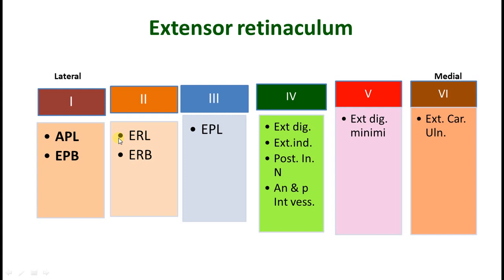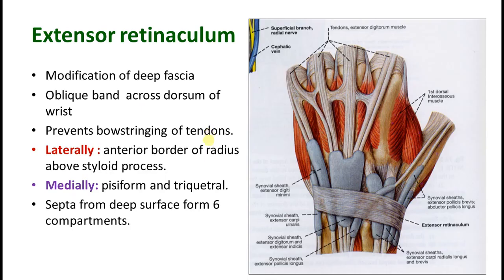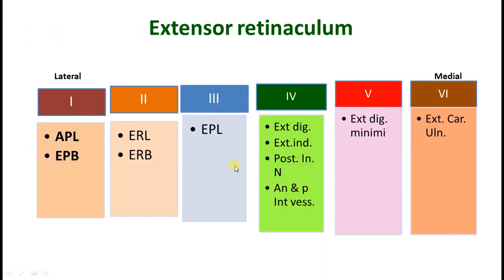The third compartment is the extensor pollicis longus. So here you are able to see that is the abductor pollicis longus, then extensor carpi radialis longus and brevis. Then what you see is the extensor pollicis brevis in the third compartment.